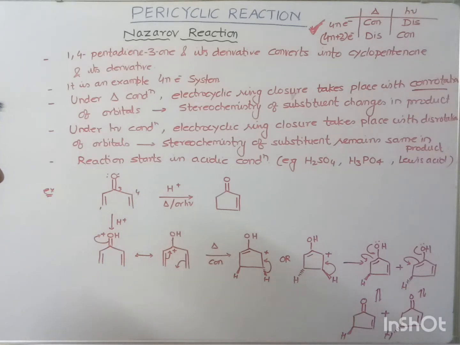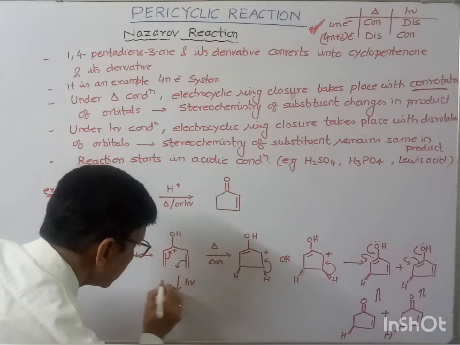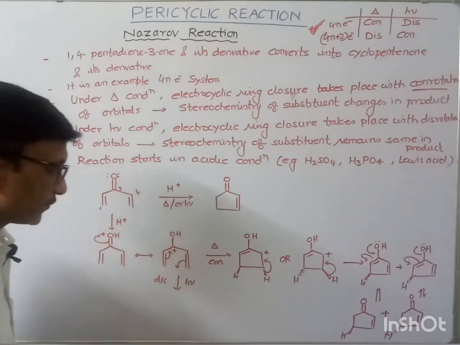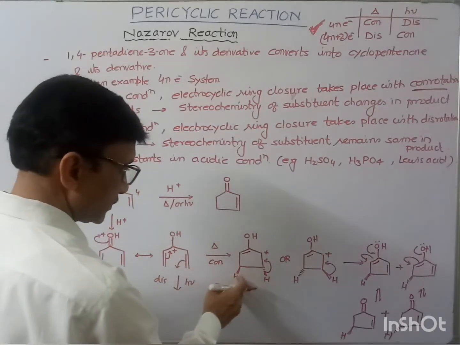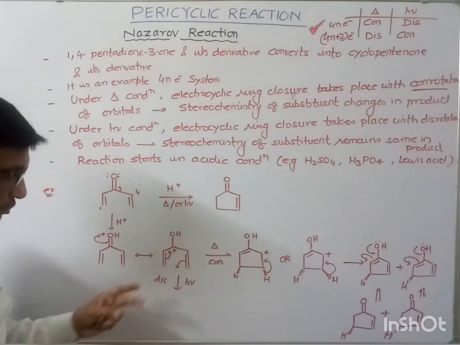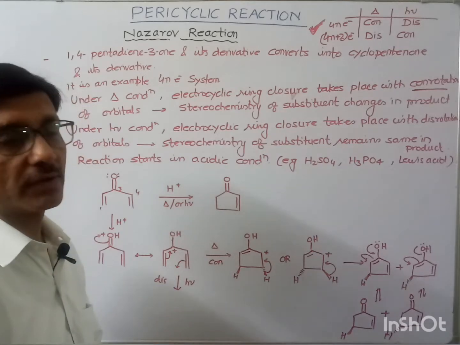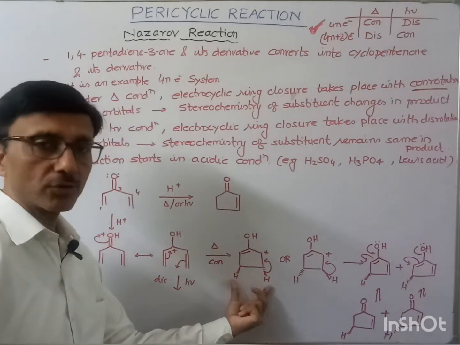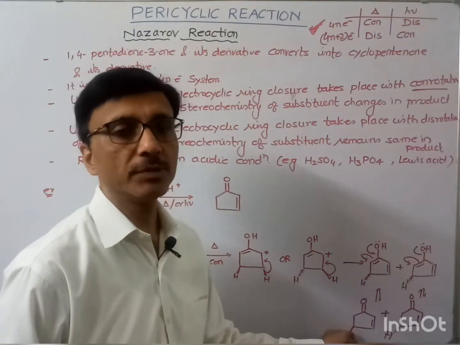Suppose we have a photochemical condition. Under photochemical condition, disrotation of orbitals will take place. So with disrotation of orbitals, if substituents, meaning this hydrogen, are present, the stereochemistry of hydrogen remains the same. So if here they are cis, then in the product also they will remain cis. So either both will be above the plane or both hydrogens will be below the plane, and finally the product form would be the same.